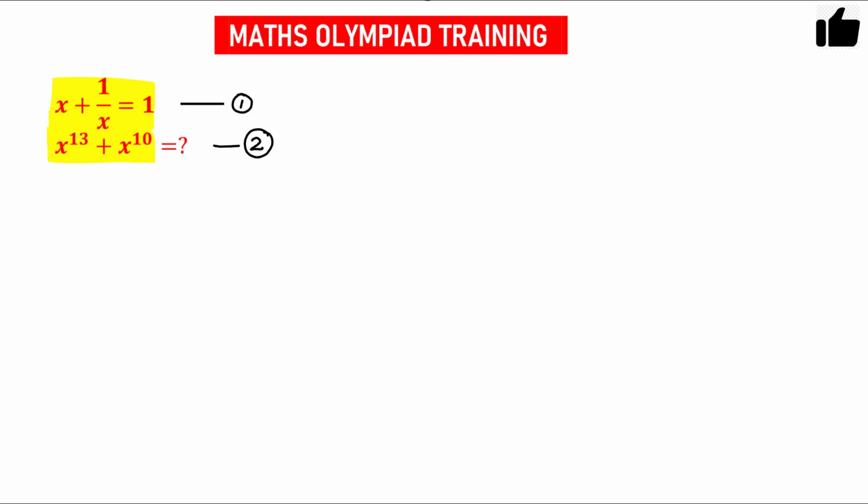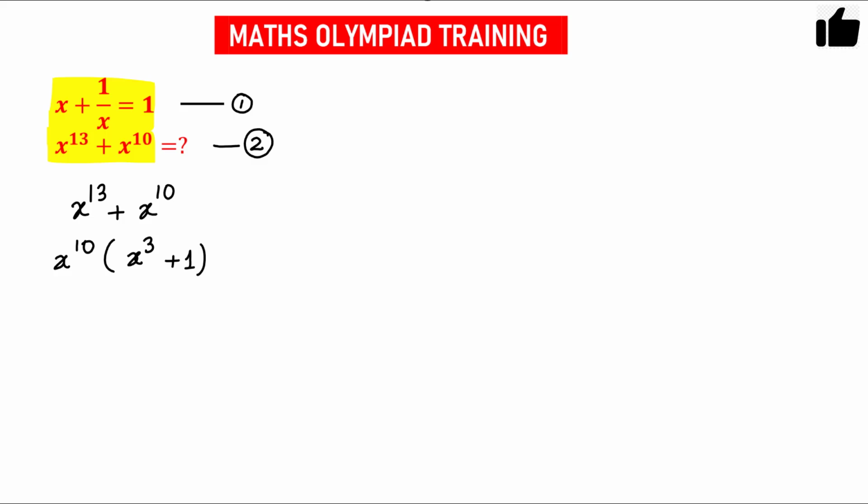Another simpler method is, let us simplify equation 2. So equation 2 is x raised to the power 13 plus x raised to the power 10. Now if you take x raised to the power 10 common, here you will have x raised to the power 3 plus 1.